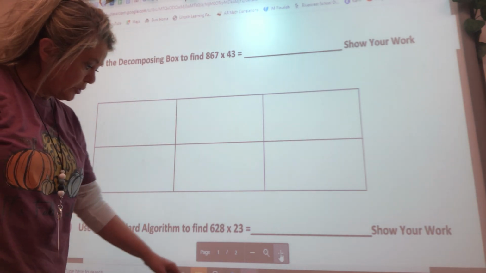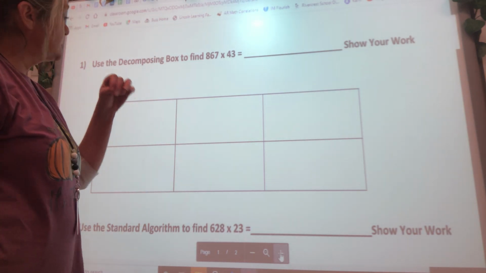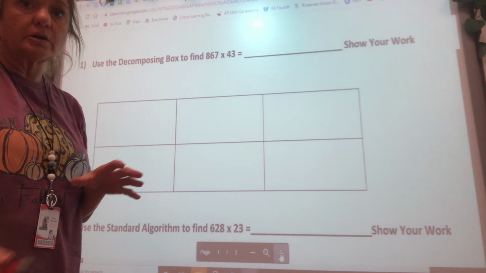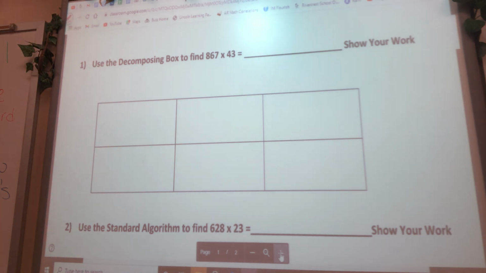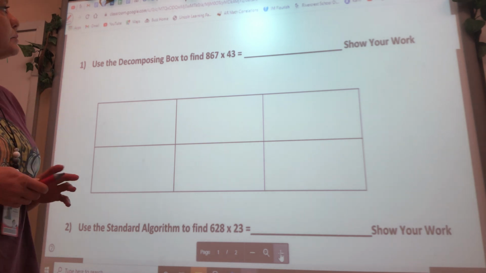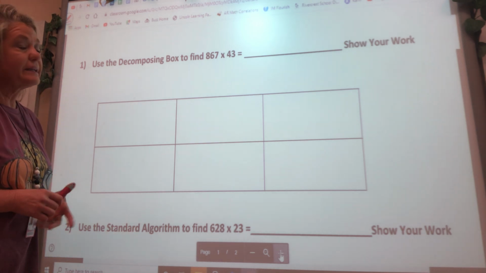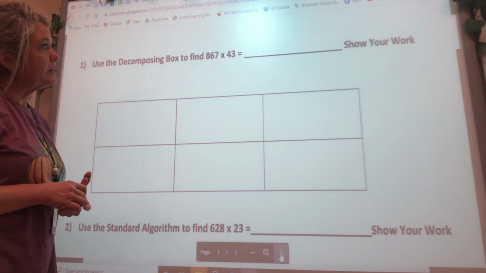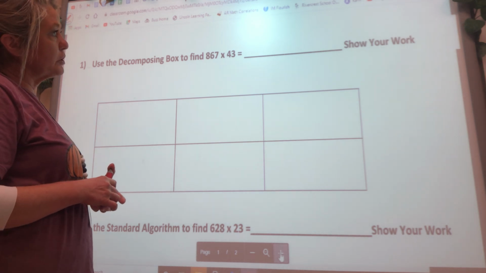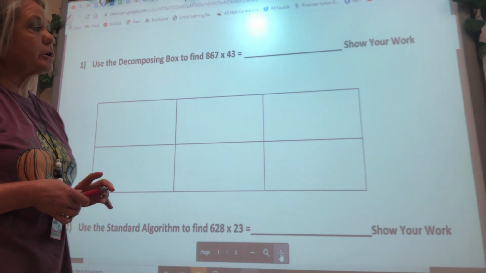We're going to review for our Unit 4 Mastery Test over division and multiplication today. And the first thing we're going to do is, it says use the decomposing box to find 867 times 43. And on the test, you're going to have to show your work.